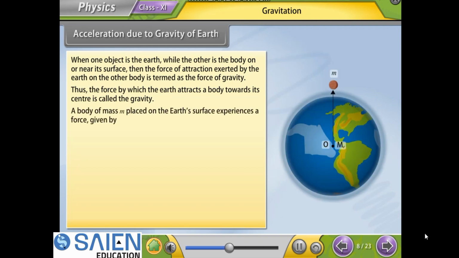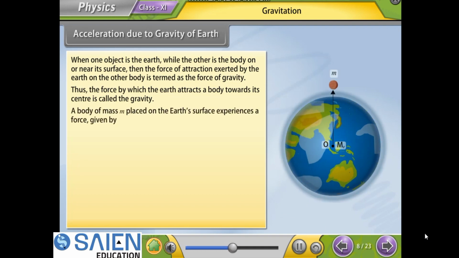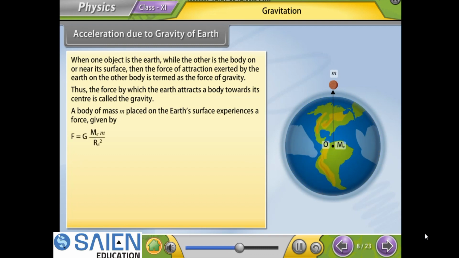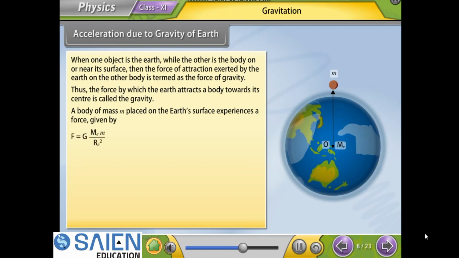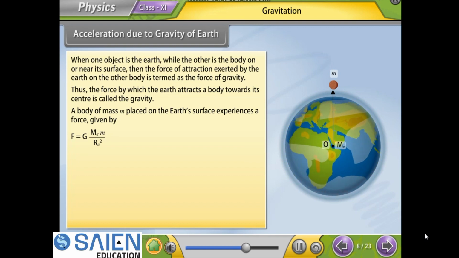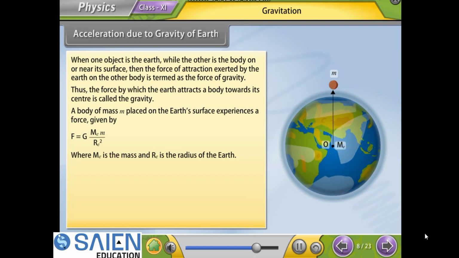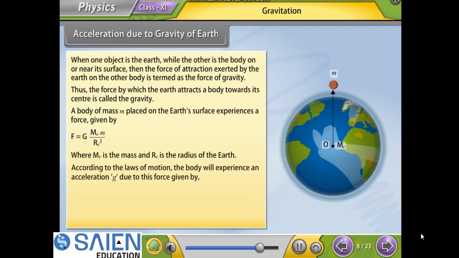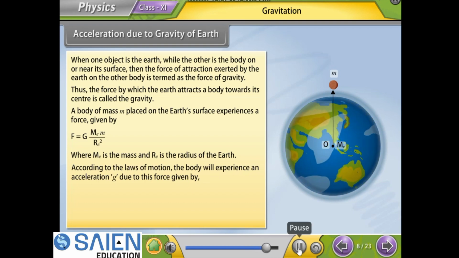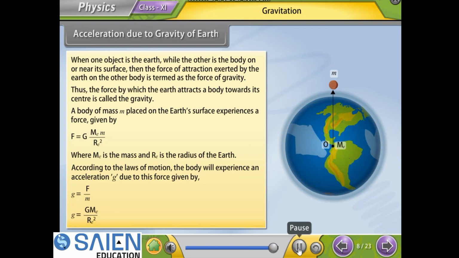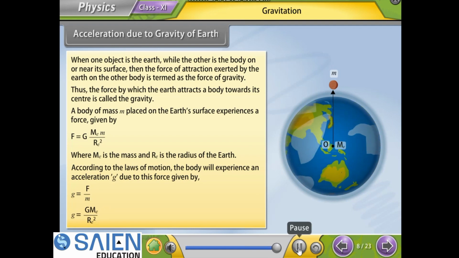A body of mass m placed on the Earth's surface experiences a force given by F is equal to G into ME m upon RE square, where ME is the mass and RE is the radius of the Earth. According to the laws of motion, the body will experience an acceleration g due to this force given by g is equal to G into ME divided by RE square.